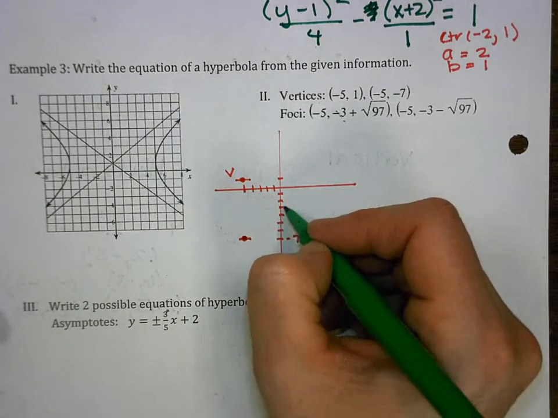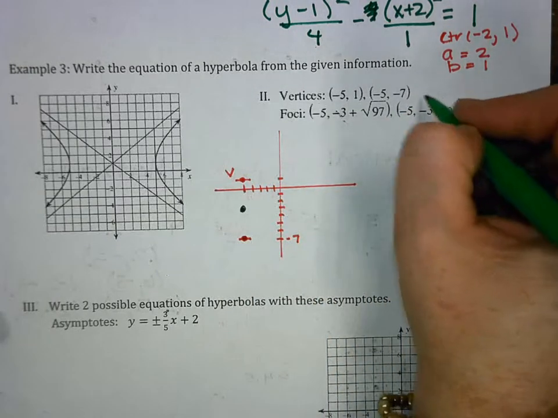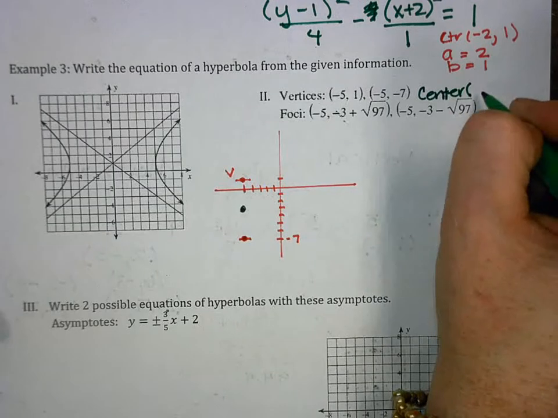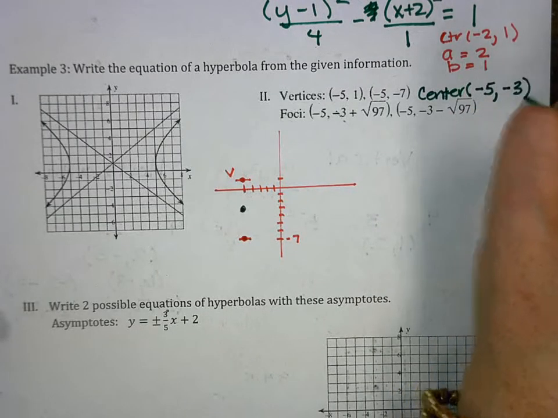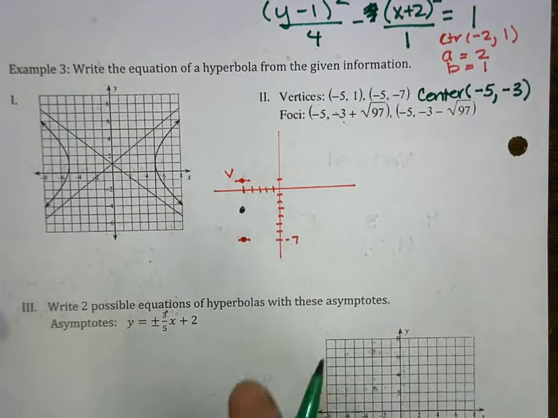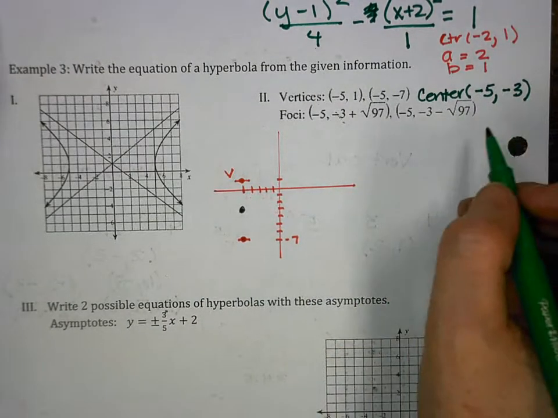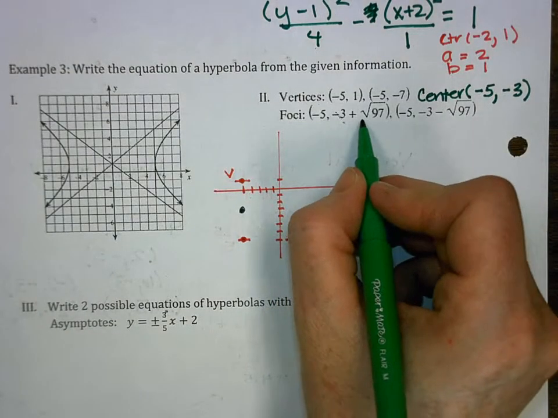So what's our center? We have 8 places in between, so 1, 2, 3, 4. The actual center is going to be negative 5, negative 3. Okay, negative 5, negative 3. Now let's see what else we have.